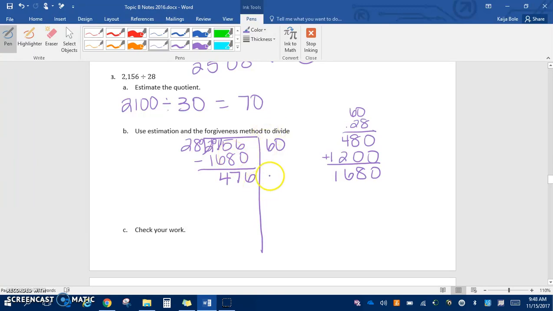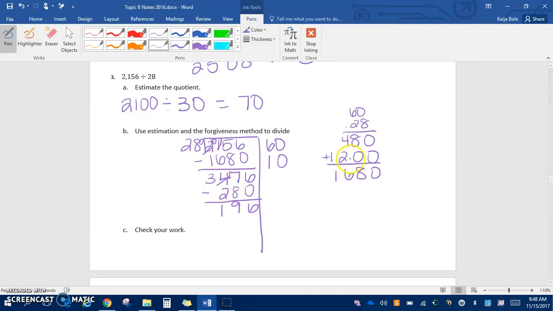Alright, so let's try 10. So that's something we can do easily in our head. So we're going to subtract 280 now. So we get 6. We have to borrow, this is a 3. 17 minus 8 is 9. And then we get 1 here. Alright, so we're left with 196.